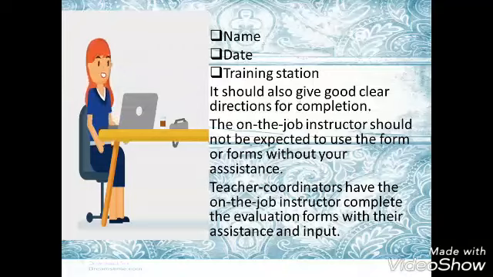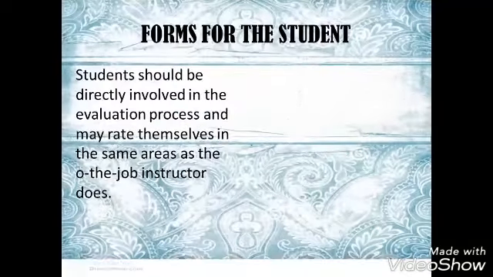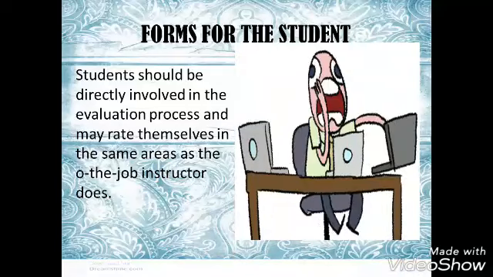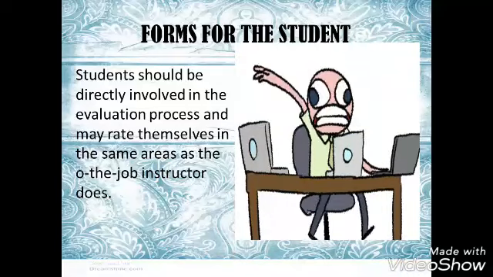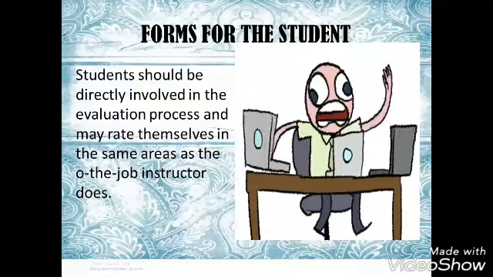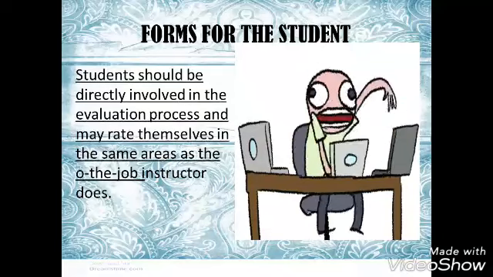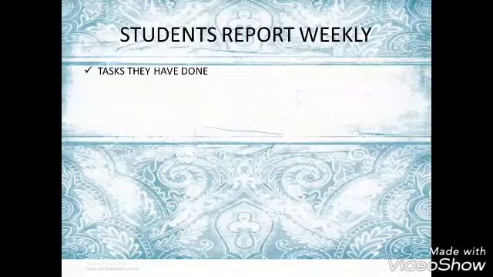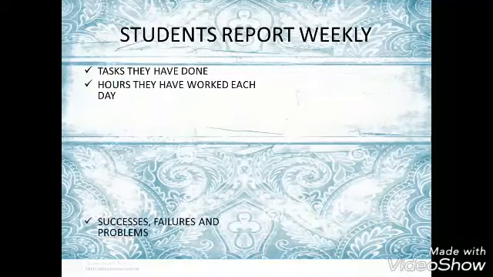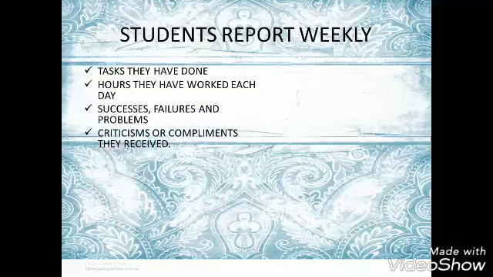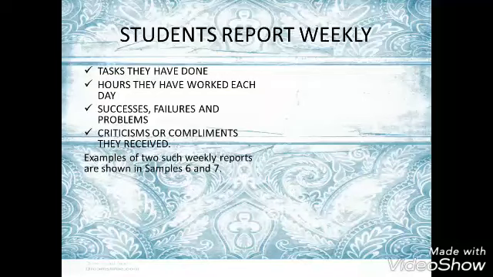Students should be directly involved in the evaluation process and may rate themselves in the same areas as the on-the-job instructor does. This self-evaluation could be done using the same evaluation form. In addition, the students should report to you weekly on the tasks they have done, the hours they have worked each day, their successes, failures and problems, and criticisms or compliments they received. Examples of two such weekly reports are shown in Sample 6 and 7.